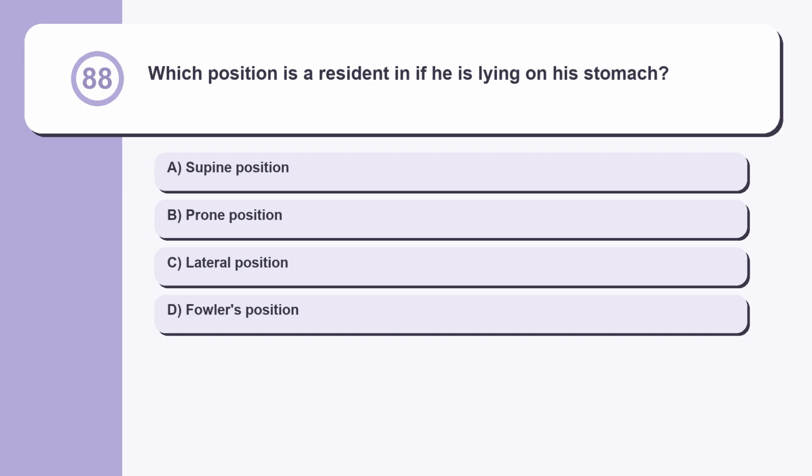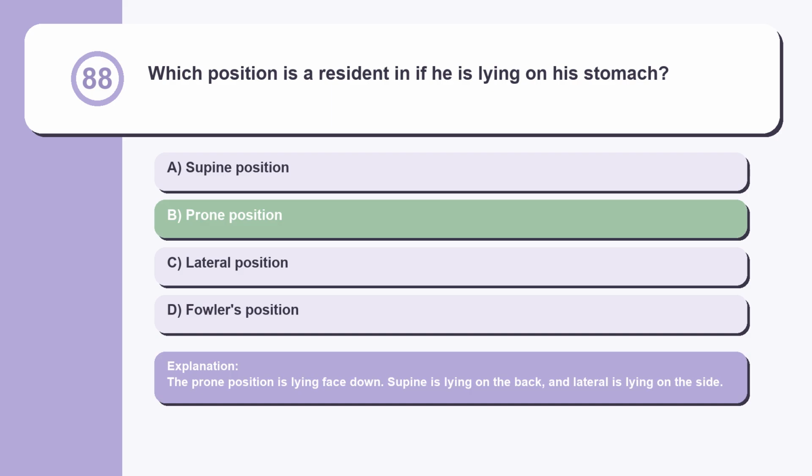Question 88. Which position is a resident in if he is lying on his stomach? Supine position, prone position, lateral position, Fowler's position. The prone position is lying face down, supine is lying on the back, and lateral is lying on the side.